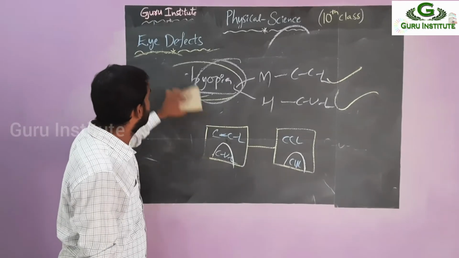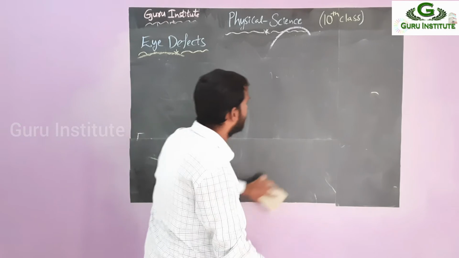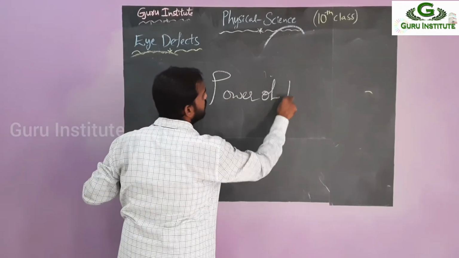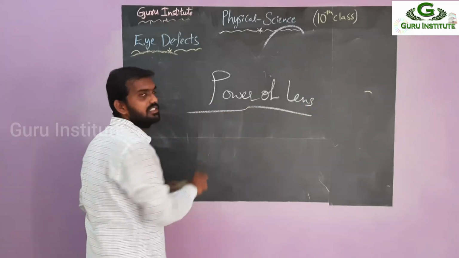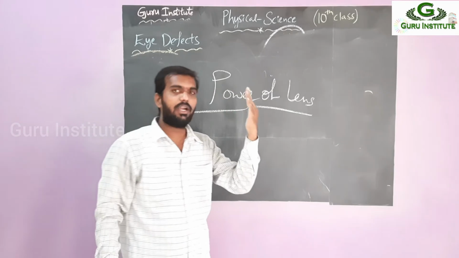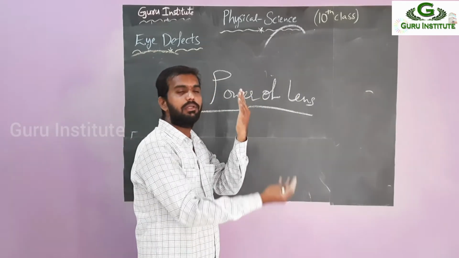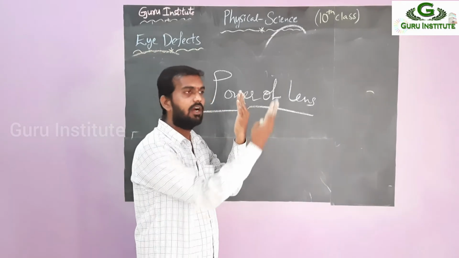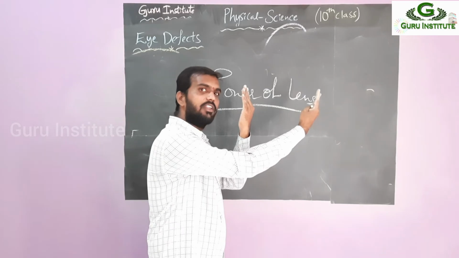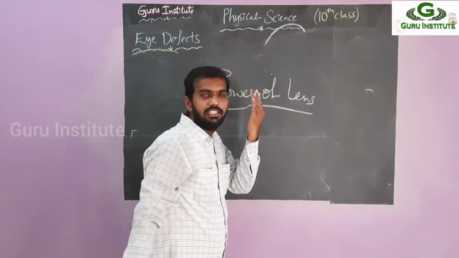A small topic is left over, that is power of lens. A small topic, a 1 minute topic. Power of lens. So this is the defect. Suppose this is the L point. L point is fixed for all. So suppose I am defective with myopia, my M point is here. My friend also has myopia, his M point is here. Another friend, his M point is here. Another person, his M point is there. So like that.